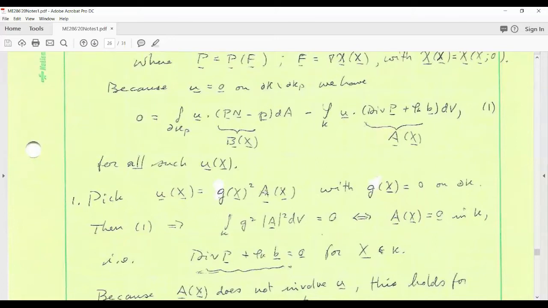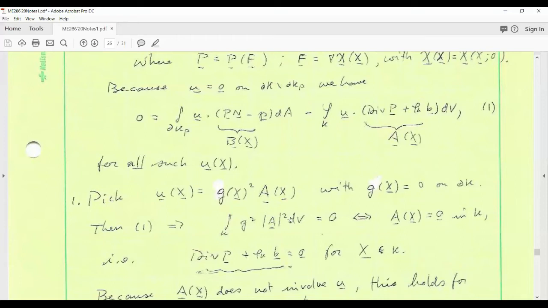Here's one choice of U of X: some positive function G of X that vanishes on the boundary, times this A of X. If G of X is zero on the entire boundary, then it's zero on the complement of this portion also. It forces U to be zero on the complement of that portion. So it's an admissible, a legitimate choice of U of X. If we make that choice, the boundary integral disappears, and we're simply left with the integral of G squared, A dot A, which is the squared norm of A.